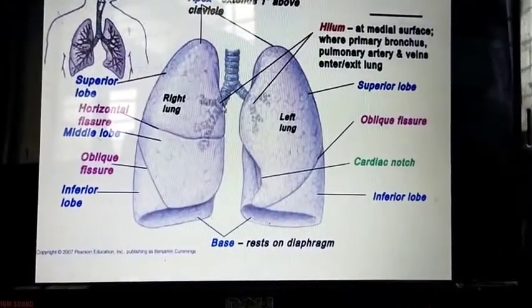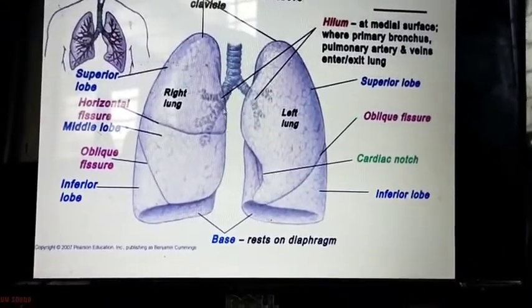Now we can go to the hilum. The hilum is present at the mediastinal surface.